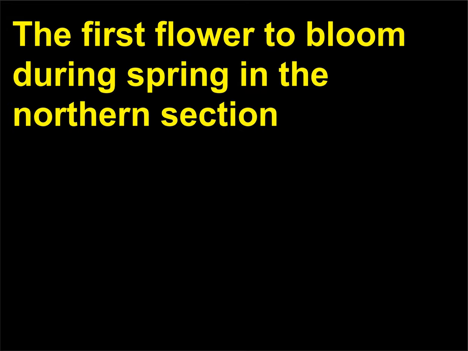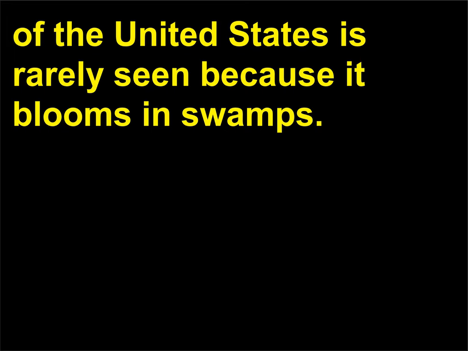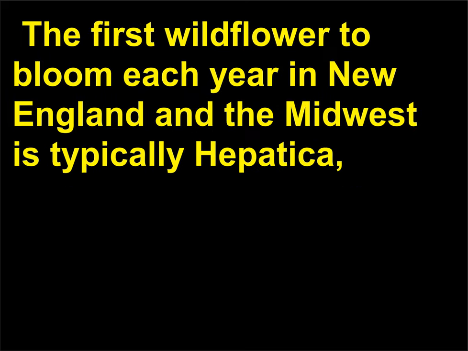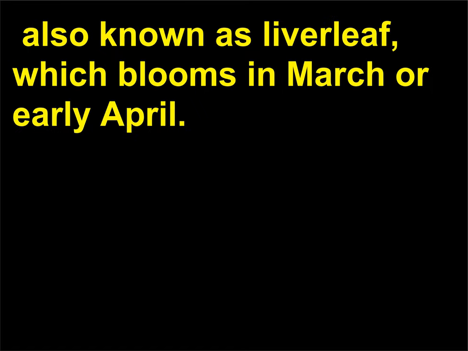The first flower to bloom during spring in the northern section of the United States is rarely seen because it blooms in swamps. Spathyma foetidus, commonly called skunk cabbage, appears in northern swamps during February. The first wildflower to bloom each year in New England and the Midwest is typically hepatica, also known as liver leaf, which blooms in March or early April.